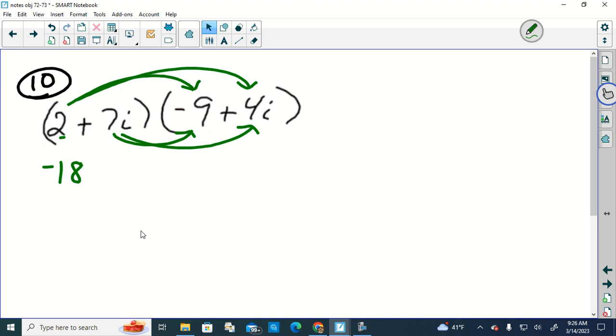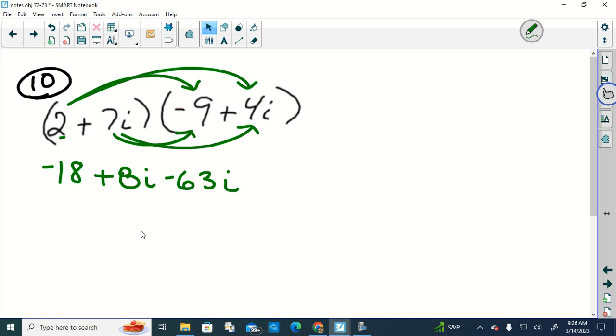Then 2 times 4i is going to give me 8i. Not squared, just one of them. Now I'm distributing my 7. So 7 times a negative 9 is going to give me a negative 63. And again, I only had one i that got distributed. The last one, now I have 2 i's that are going to be distributed.